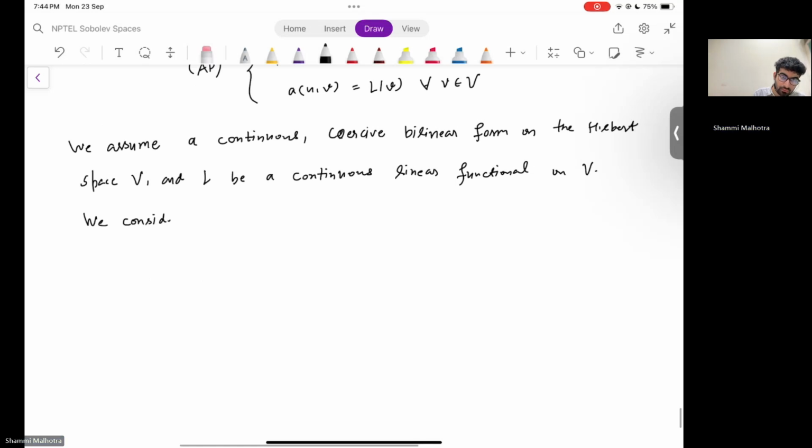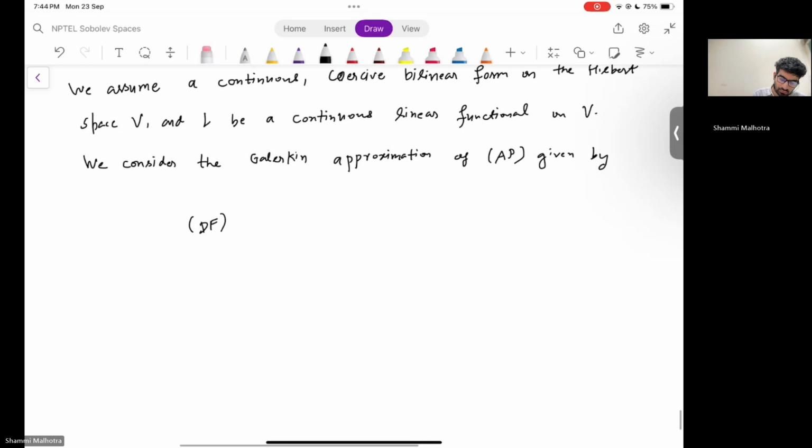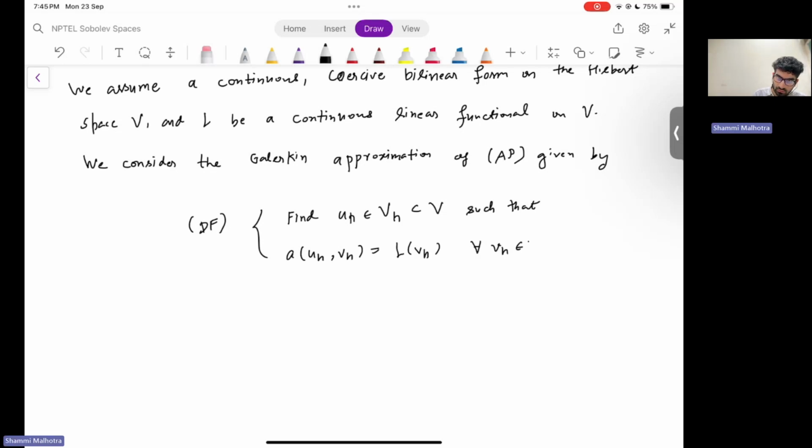We consider the Galerkin approximation of AP given by this: find u_h belonging to V_h, where V_h is some finite dimensional vector space subset of V, such that a(u_h, v_h) is nothing but L(v_h) for all v_h in V_h.